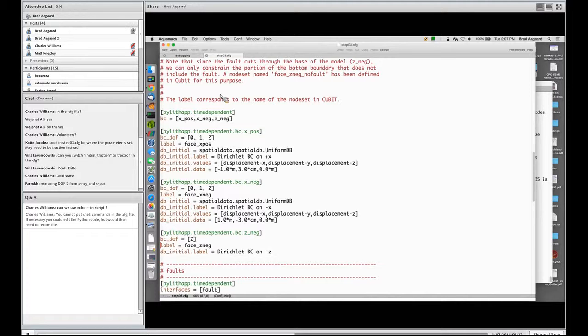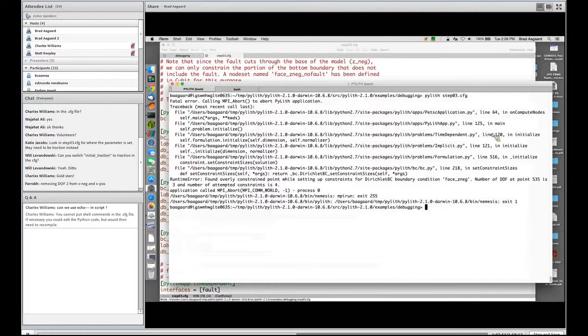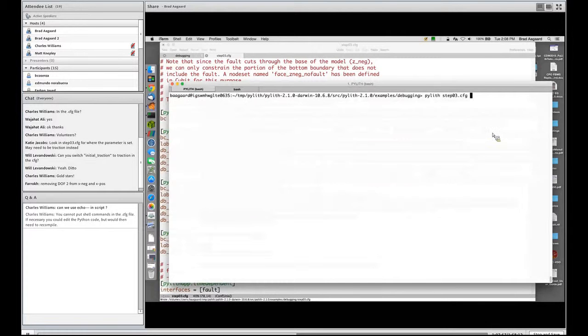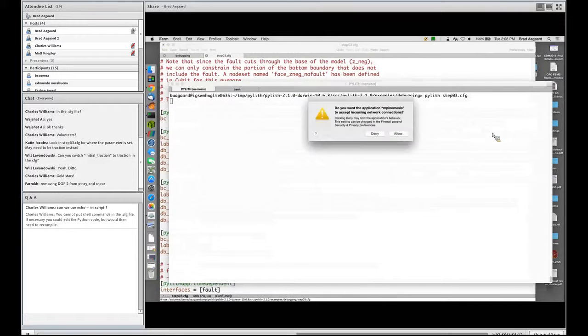So Farouk, I'm probably not pronouncing that correctly, says remove degree of freedom 2 from x negative and x positive. Because that's a vertical degree of freedom, and I've constrained the vertical degree of freedom on z negative. So that makes sense. So we'll constrain the lateral x and y degrees of freedom on x positive and x negative. Let's see if that gets us any farther.